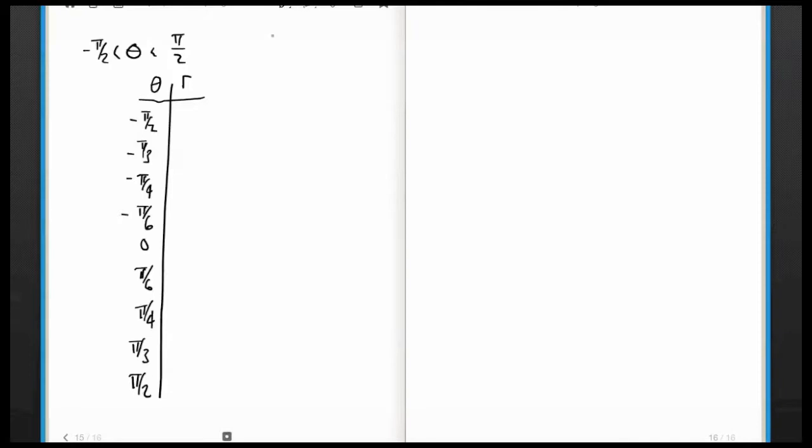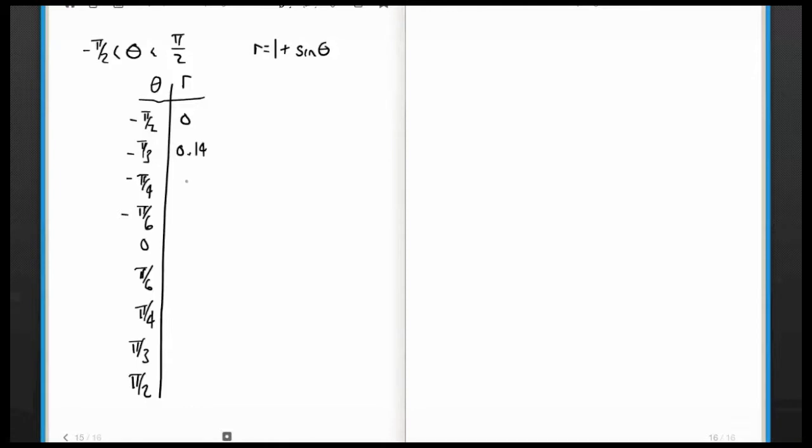All right, and the function, as I recall, is r equals 1 plus sine theta. Well, the sine of negative pi by 2 is negative 1, so that will give me a 0 there. Sine of negative pi by 3 is like negative 0.866, right? So that leaves me with a 0.14.